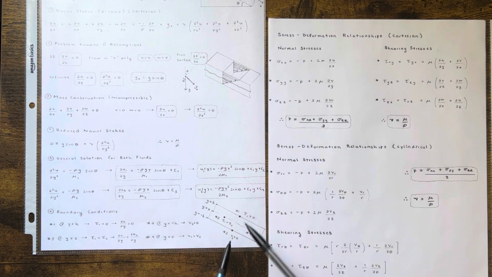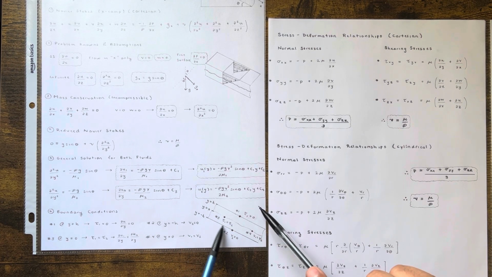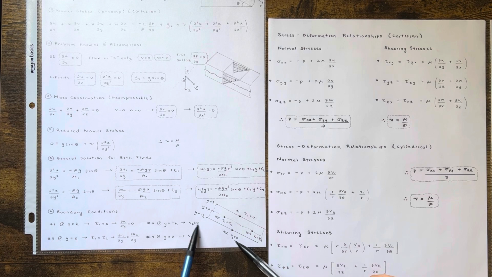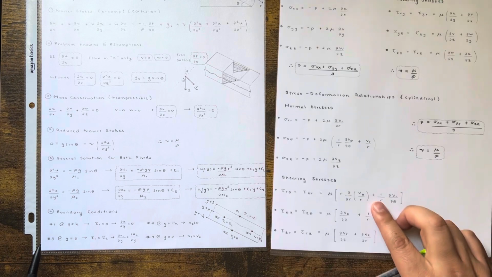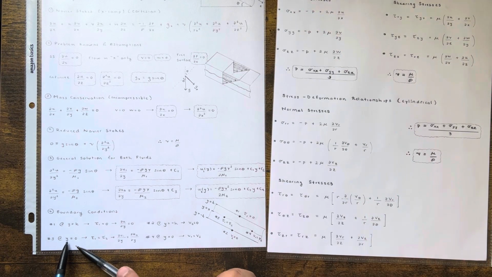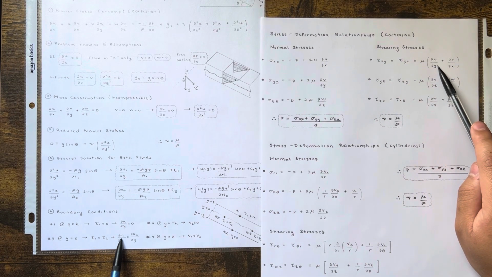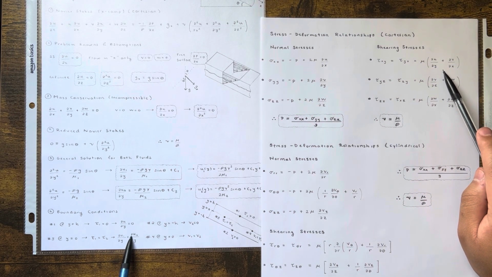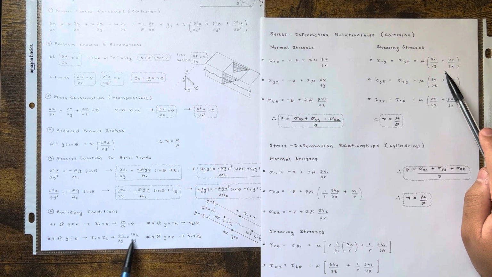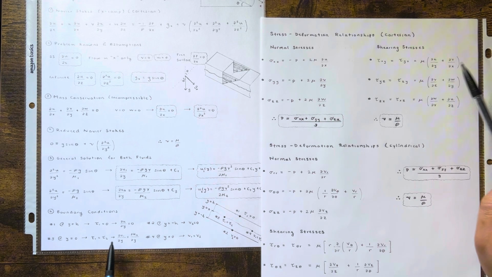Then number 2, at y is equal to negative h, we're going to have velocity 2 is equal to 0. That's just no slip condition. At y is equal to 0, right at the interface between the 2 fluids, the shear stress is the same. Tau 1 is equal to tau 2. So the same logic that I did here applies. Partial u1 over partial y is equal to partial u2 over partial y.